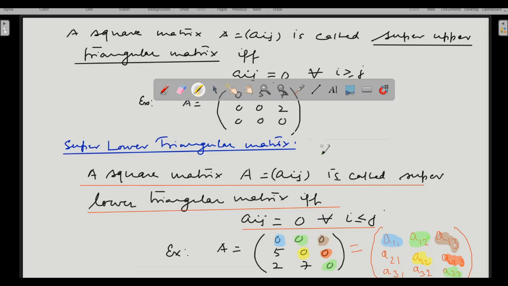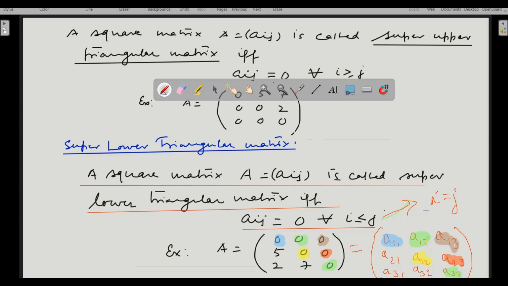Now have a look over here. A11, does it satisfy this condition? Aij, i equal to j for these elements. A11, A22 and A33 are diagonal elements, and for diagonal elements i is equal to j. So i equal to j is also covered in this. The meaning of this particular symbol is that i equal to j is also allowed.